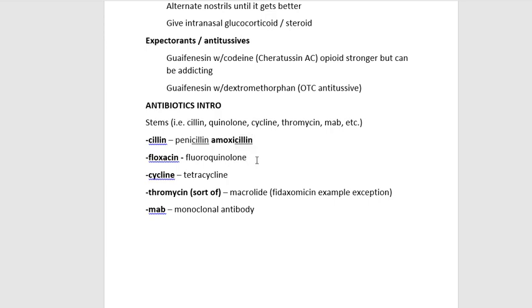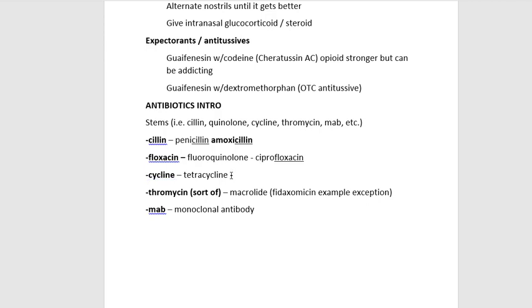Fluoroquinolones, same thing. So the stem is actually the oxacin. But if it's a fluoroquinolone, then you see the FL in front of it. So you might be familiar with ciprofloxacin, something like that. And then you can look at it, and that's going to be the stem that lets you know it's a fluoroquinolone.